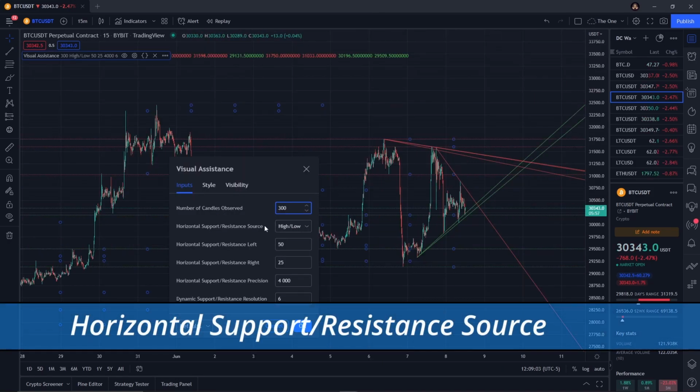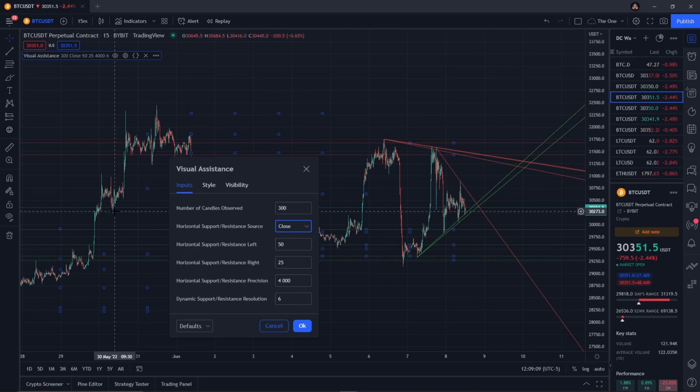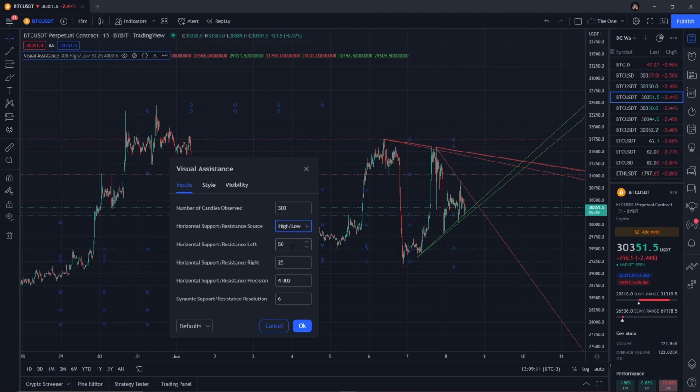Now, if we use horizontal support and resistance source, then we can see that we can change from high and low or close. So if you go to close, you're going to get different values. I like to leave it at high and low because that's usually where there is some solid support and resistance, and then in between you get different zones based on different highs and lows. So it comes default high and low, but you can change it if you'd like to.